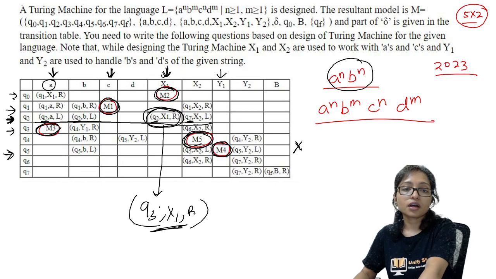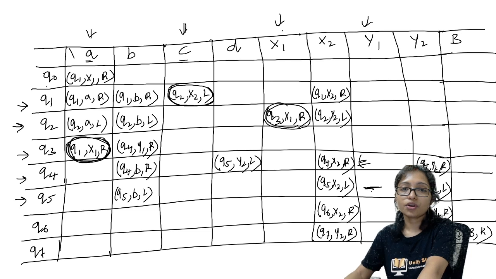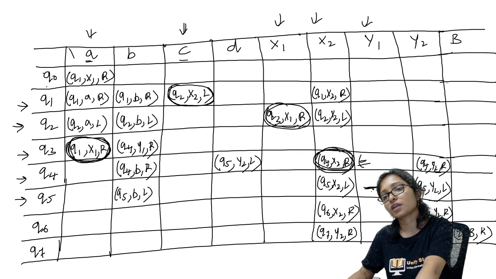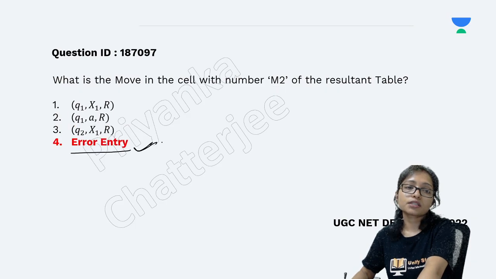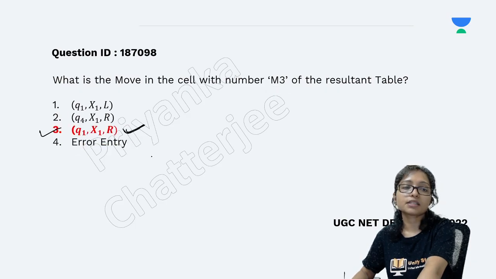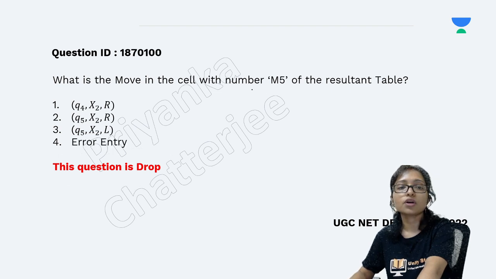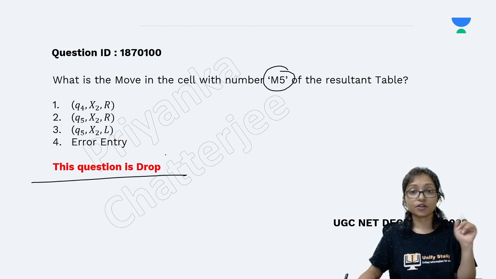And for M5, what is it? When you are in Q4 and you are getting X2, what to do? Q4, you are in X2, you will go to Q4 X2R. So that should be the value of this one, Q4 X2R. That's why you can see these three questions they gave the answer, but the last two questions are also dropped. That was M4 value and M5 value is also dropped because they made a mistake, but we did not.